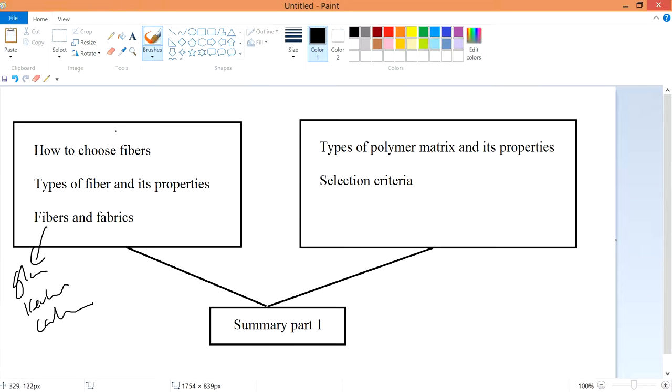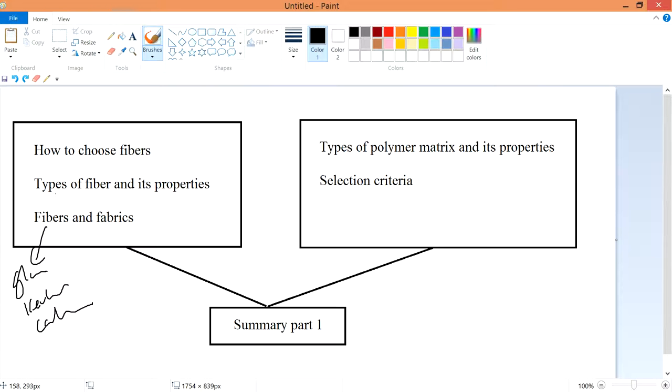Okay, so I believe previously we have discussed how to choose the fibers, what the criteria are and things like that. So let's talk about the types of fibers and their properties, and it will be a list that will be linked to the fibers also. So this thing over here should also go with this. Alright, but I'll just put it over here.